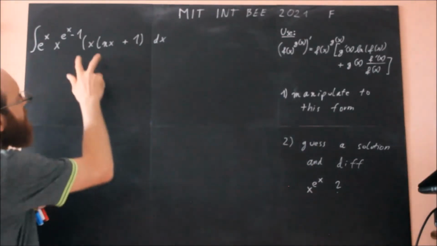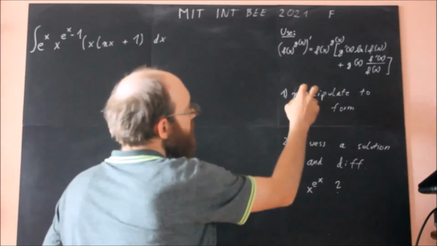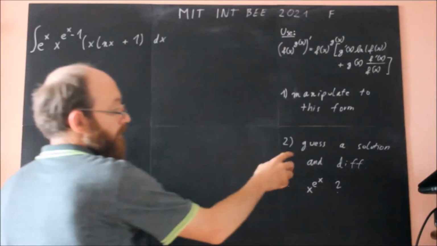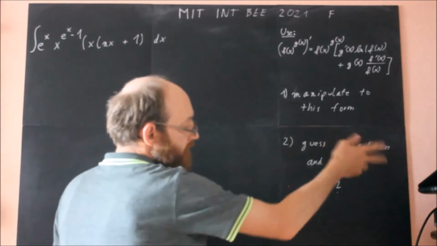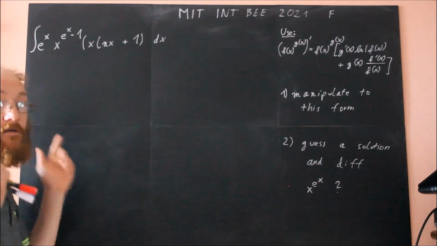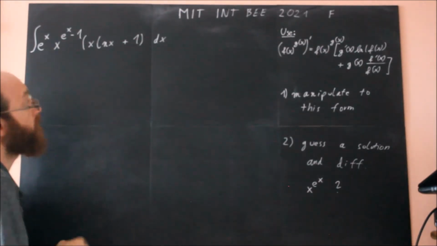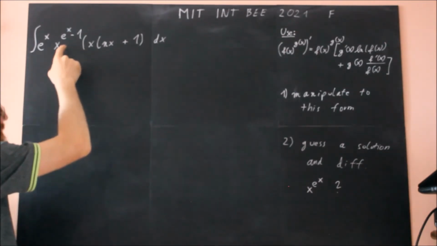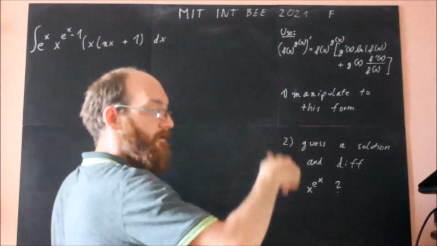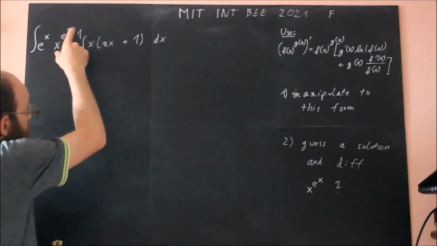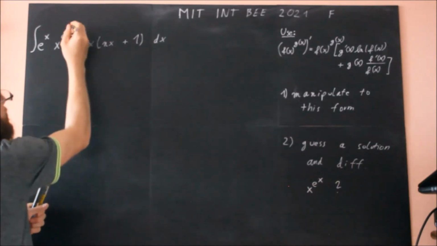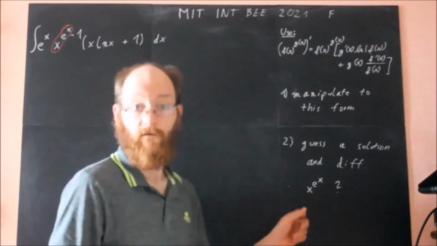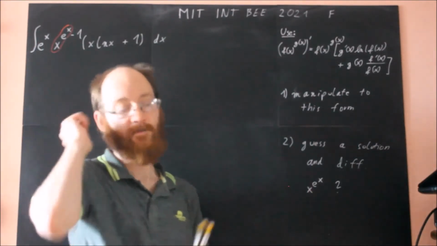Of course, you can try to manipulate the expression to get this form, or this is the second way we do: we guess a solution and then we differentiate, and hopefully everything goes well. Because this is the only part where the x is in the base and in the exponent, I would say a very good guess is this part. So let's differentiate this and see what we get.